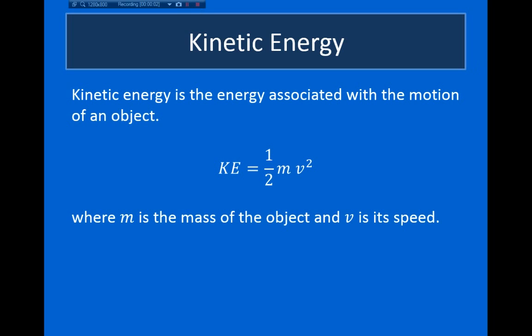Hello and welcome back. In this video, I want to discuss kinetic energy, and then I want to talk about the relationship between work and kinetic energy. So kinetic energy is the energy that is associated with the motion of an object, and it's given by this formula right here. So the kinetic energy is 1/2 mass times velocity squared.